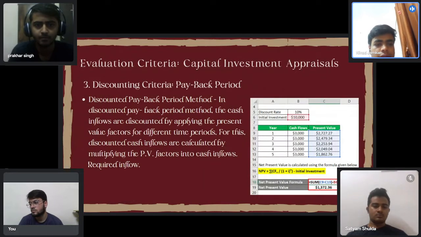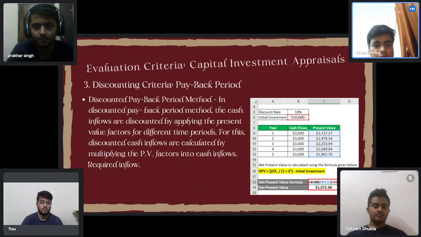And the discounted payback period method. In this method, the cash inflows are discounted by applying the present value factors for different time periods. The discounted cash inflows are calculated by multiplying the present value factors with the cash inflows. Next slide, please.